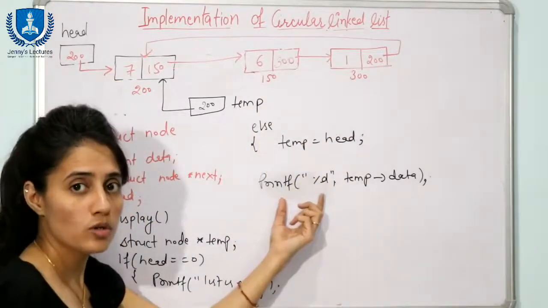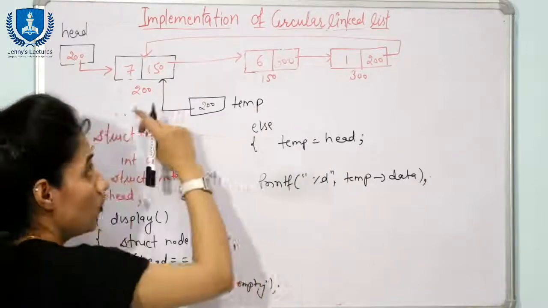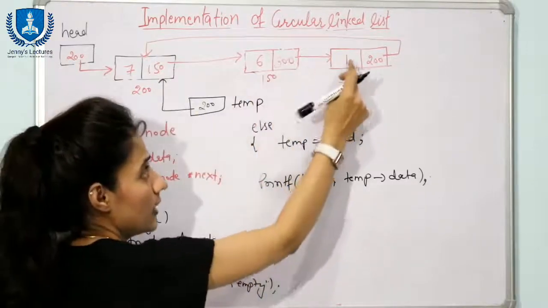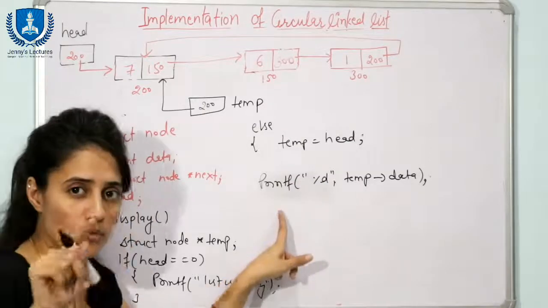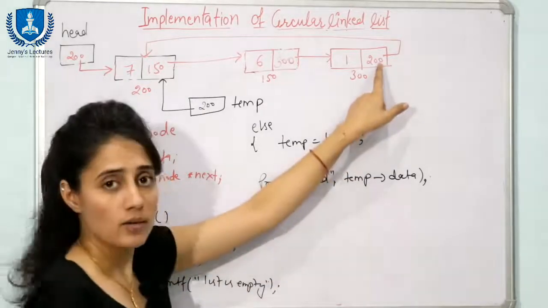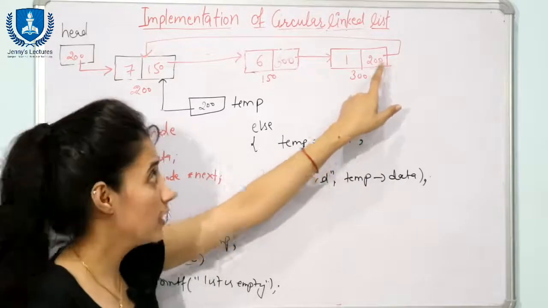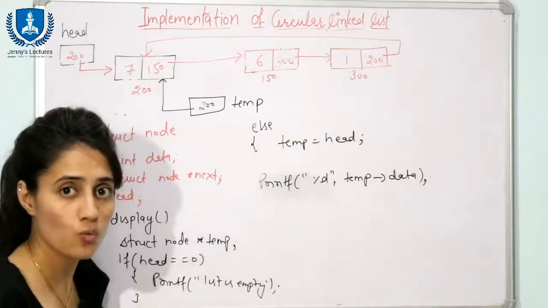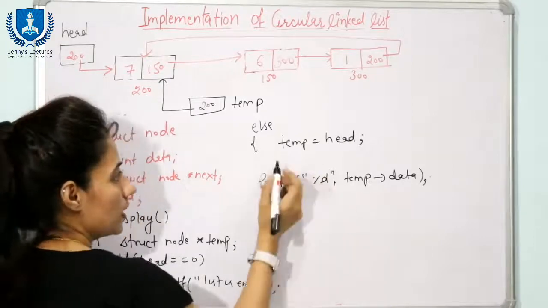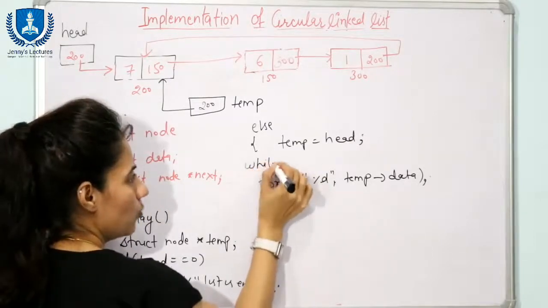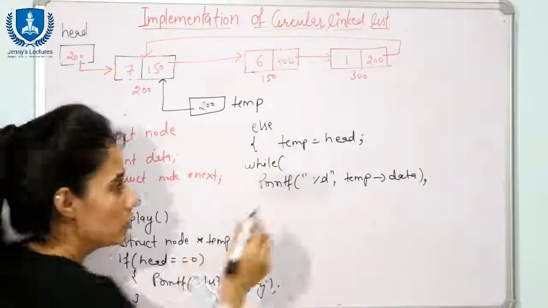So now we have to use a loop, and from where till where do I want to print? Till here. So now in a single linked list, what have we done? While temp not equal to null, because in that case the last pointer was null, but here this is not the case, here we don't have null. So what condition will you write in the while loop? Before printing, you will write a while loop. Now the condition is what?